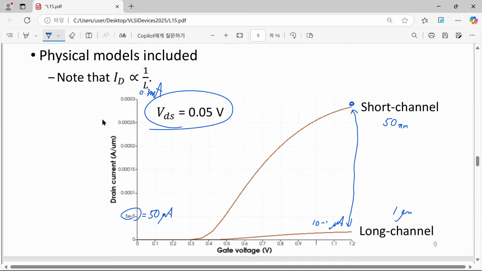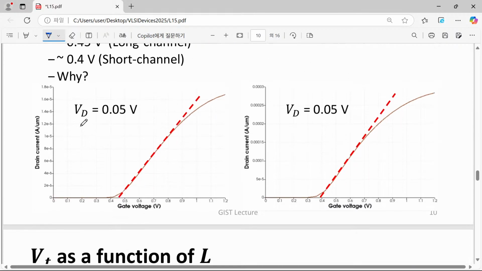But when you have a look at their threshold voltages, I made an individual graph for them. Okay, this is the long channel one, and I guess that this is the short channel one, with much higher current. So it is the same data, just separately drawn. And please try to estimate the threshold voltage.